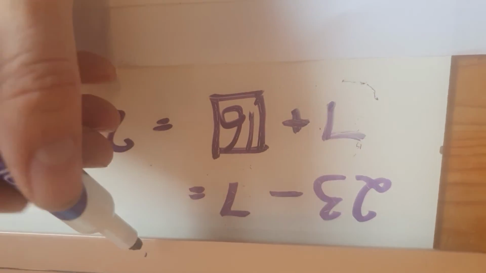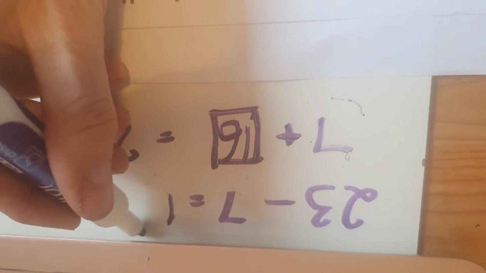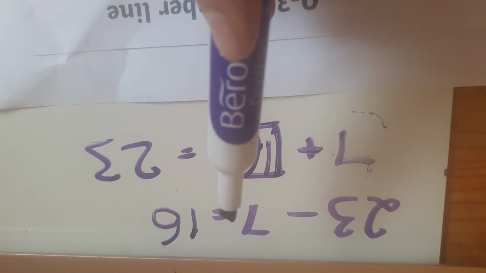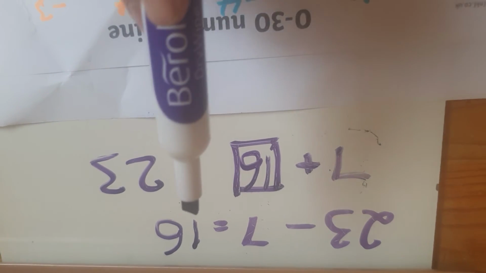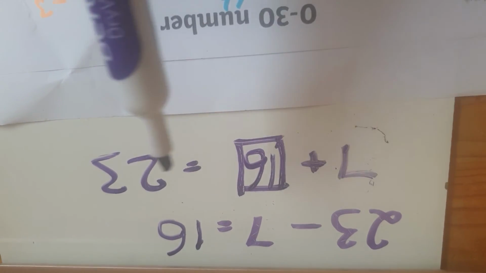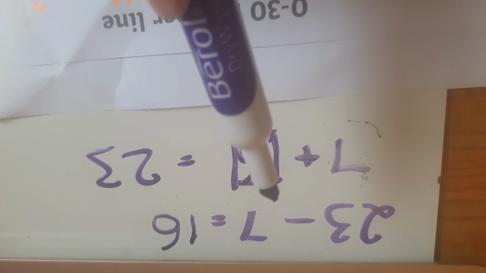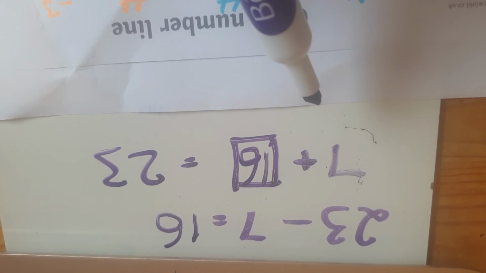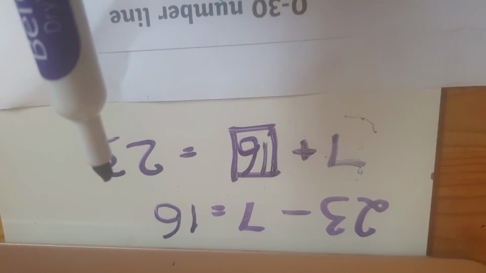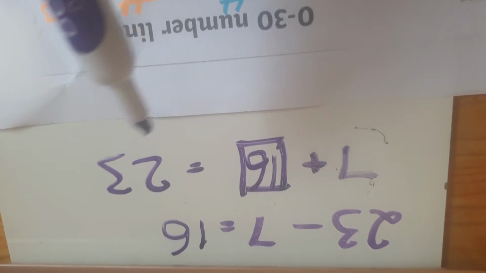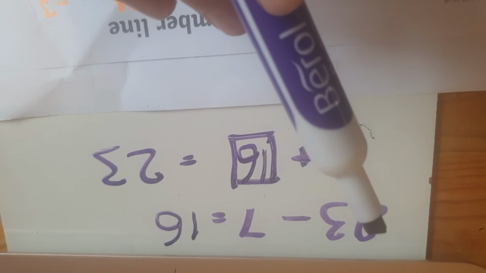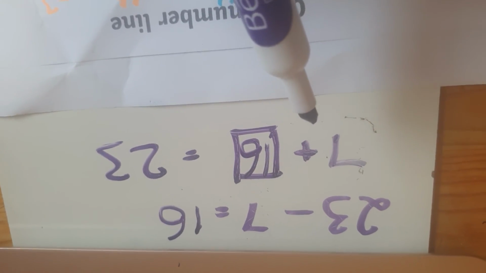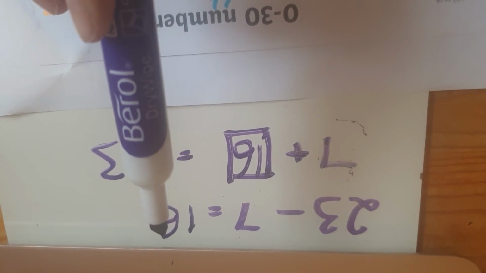And 23 take away 7 is 16. So we did that subtraction by counting back, and we did that subtraction by counting forward. So 23 take away 7 is 16, but also 7 add 16 equals 23. So sometimes it's good to have a go at both ways, but some of you will find it easier to find the difference, subtraction by counting forward, and some by counting back.